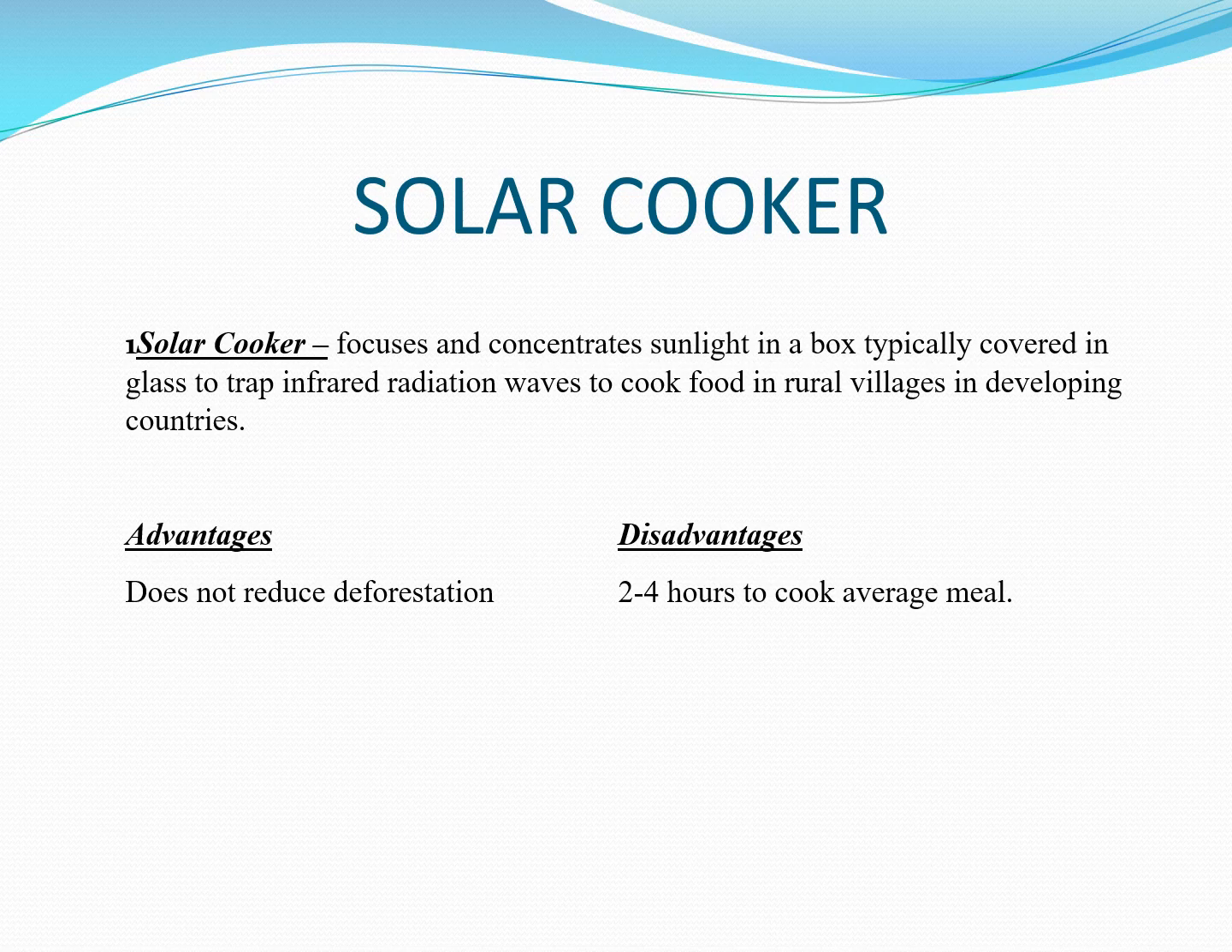Our next type is the solar cooker. This kind of cooker focuses and concentrates sunlight in a box, typically covered in glass, to trap infrared radiation waves to cook food in rural villages in developing countries. The main advantage is that it doesn't contribute to deforestation, and the disadvantage is that it takes 2 to 4 hours to cook an average meal.